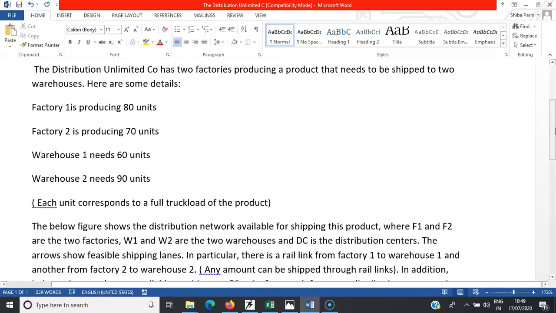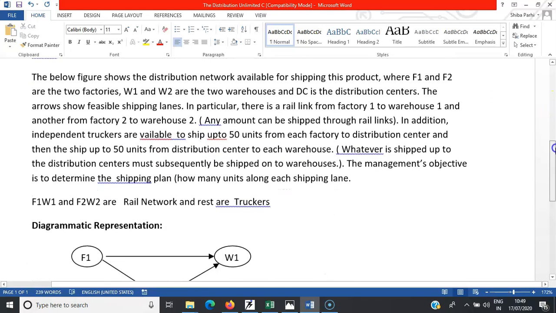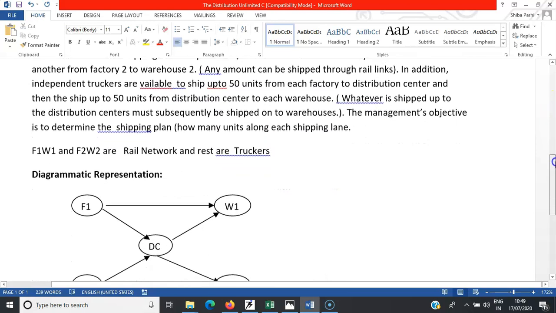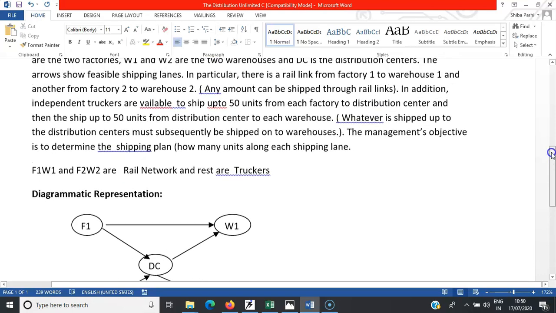There is a distribution center in between factories 1 and 2 and warehouses 1 and 2. Each unit here means a full truckload of material. Below is the figure or diagram showing factory 1 and factory 2, and in between the distribution center DC, W1 and W2.